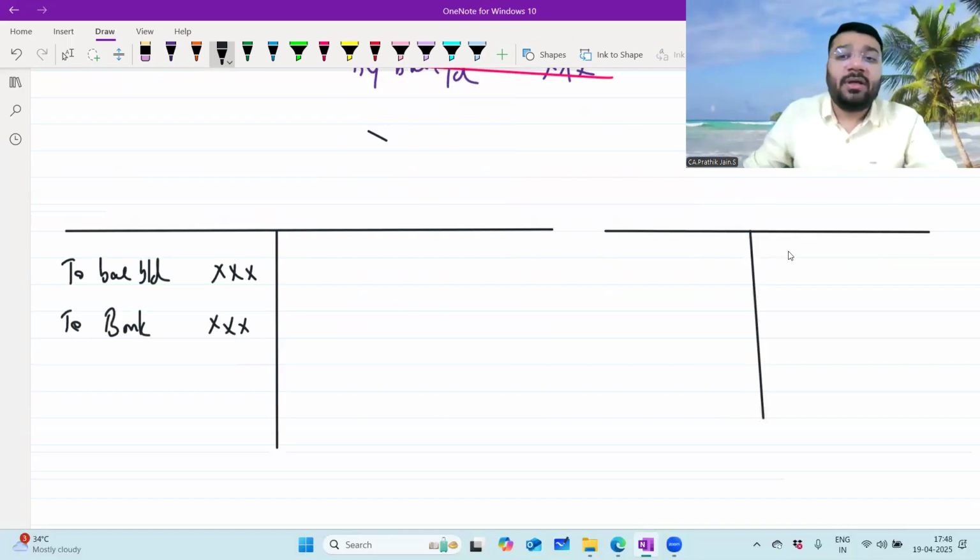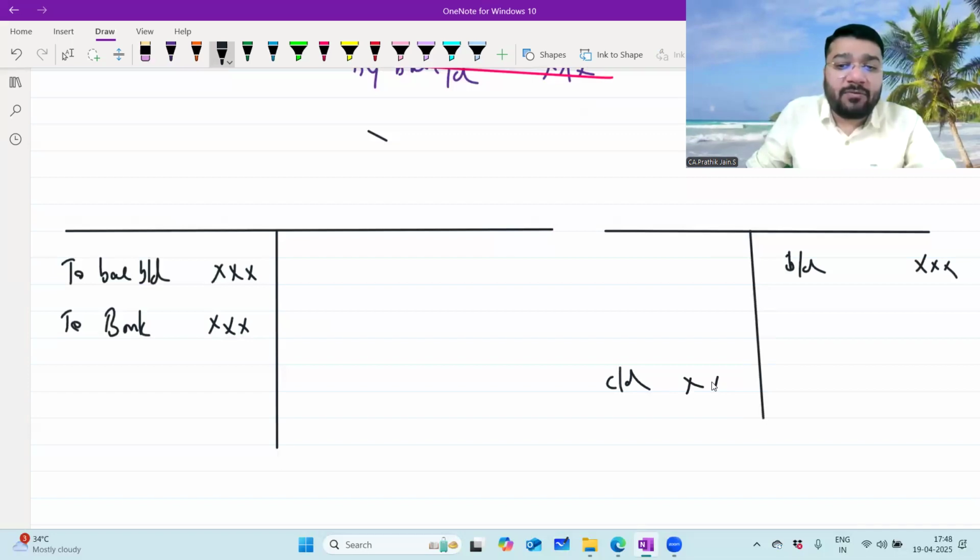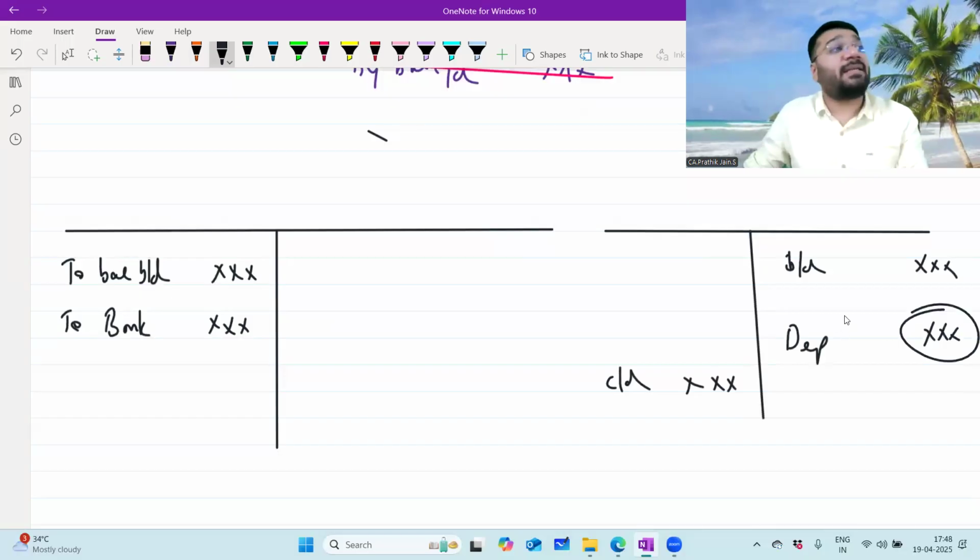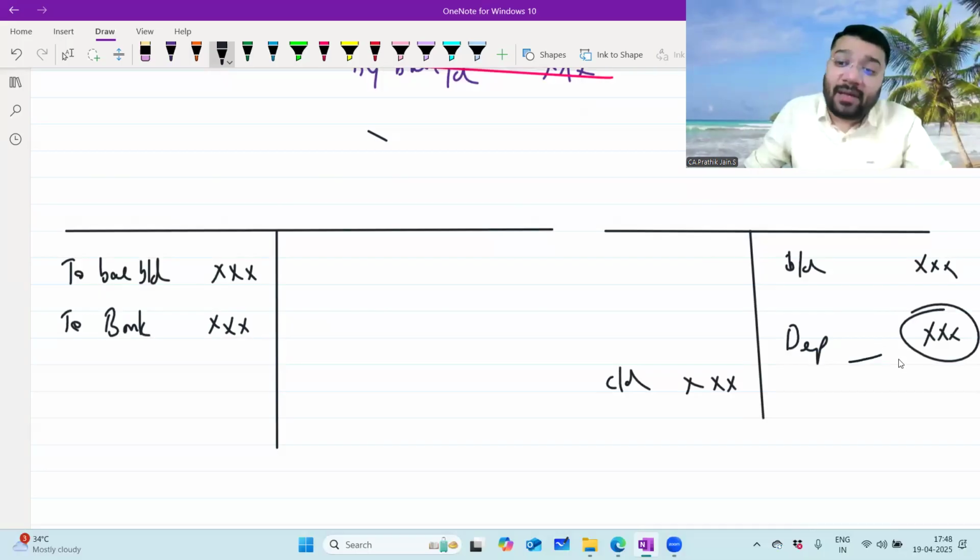Correct? Here the opening balance of provision will come. And here the closing balance of provision will come. Current year, if there is any depreciation, it will come here. Whether it is on the asset that is sold or used in the business still, all the depreciation put together will come together in one shot.